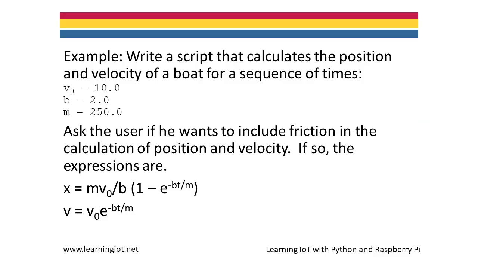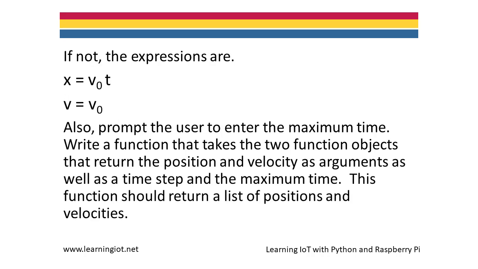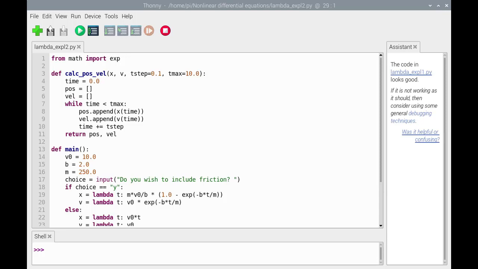We'll next consider a script that illustrates how using lambda expressions can make code neater. We'll consider the same boat problem that has initial velocity 10 meters per second, friction coefficient 2 kilograms per second if the boat is to experience friction, and mass 250 kilograms. The user will have the option of choosing a calculation that includes friction or a frictionless calculation. In addition, we wish to calculate the position and velocity over a sequence of times instead of just at a single time. Again, we import the exponential function from the math module.